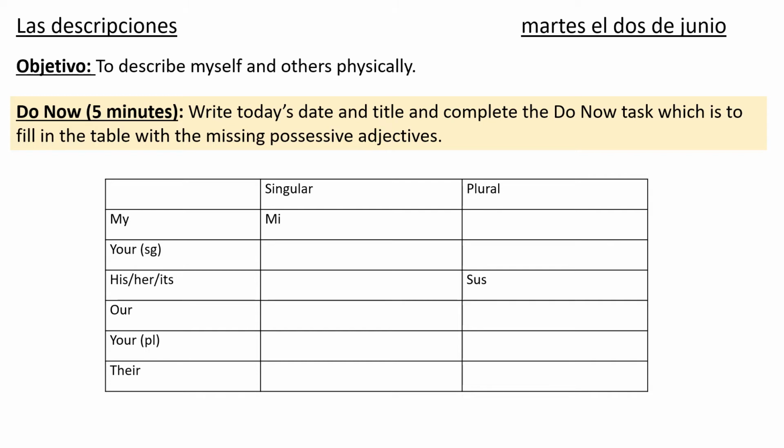Okay, your do now activity is just revision from your last lesson. I'd like you to fill in the possessive adjectives that are missing from the table. When you're ready, press pause to do that, and then press play to get the answers.